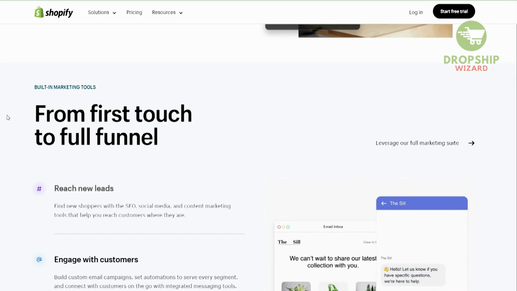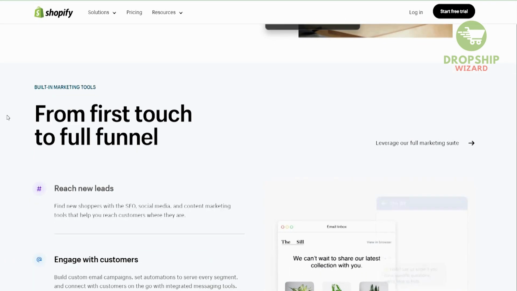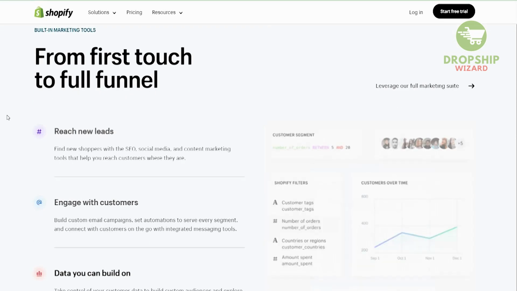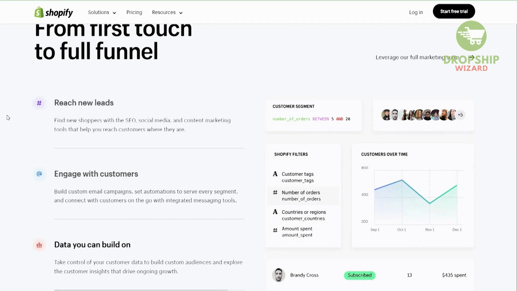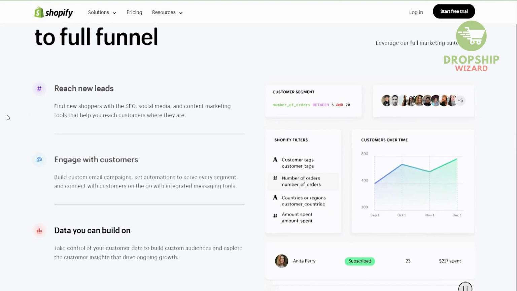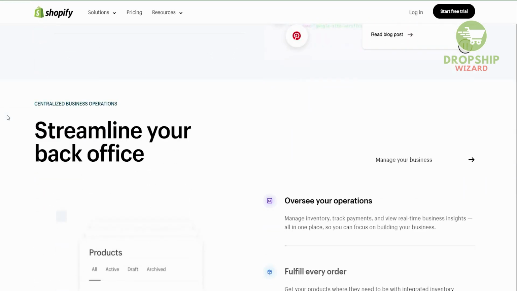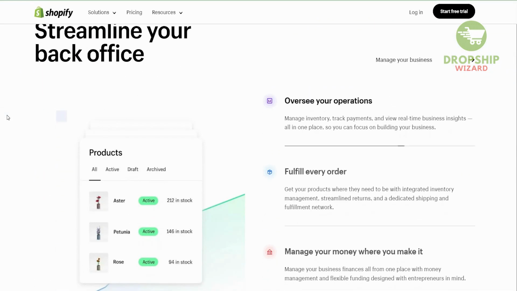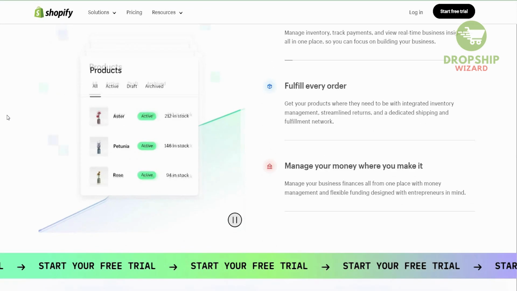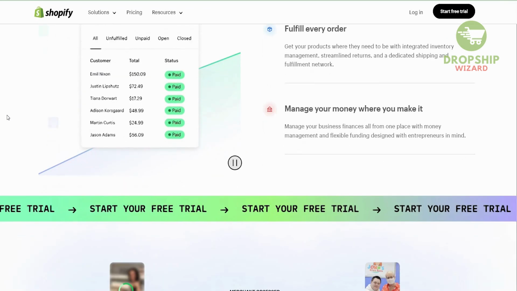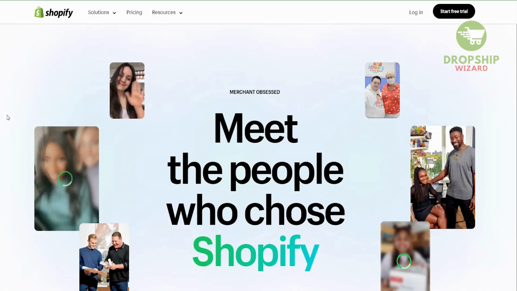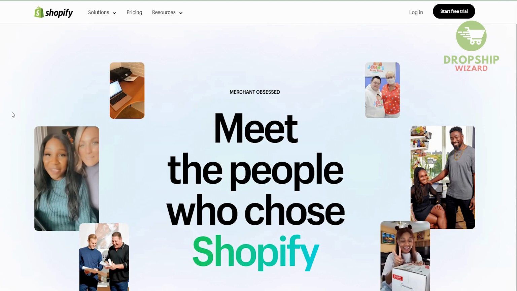It is very simple and straightforward to set up your Shopify account, but the main problem comes when you want to select a unique product to sell on your Shopify store. But with the support of Shopify, you get a lot of elements such as new leads, engaging customers, and the data that you can build on. And you can streamline your back office as well, which oversees your operation and fulfills every single order. You can manage your money from where you make it. It is that simple, straightforward, and easy, guys. And all you need to do is find the right product.